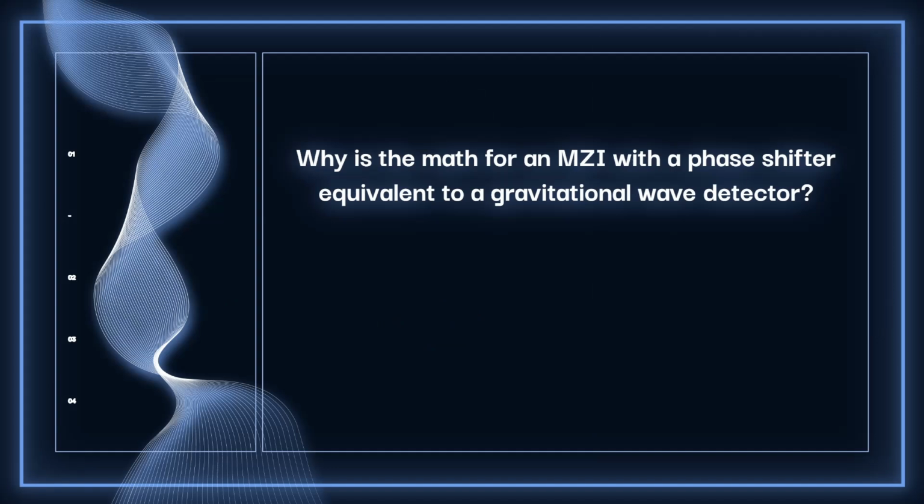Thank you. That was my discussion on how gravitational wave detectors work, and before I leave, I just have a quick question. How is the math involved with calculating a gravitational wave similar to that of an MZI with a phase shifter?